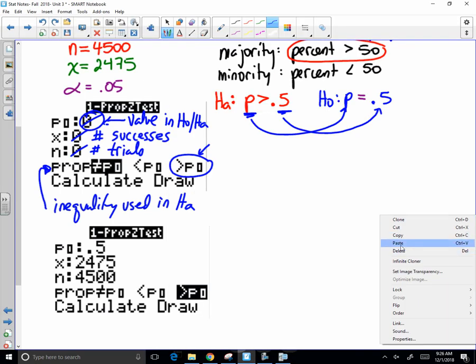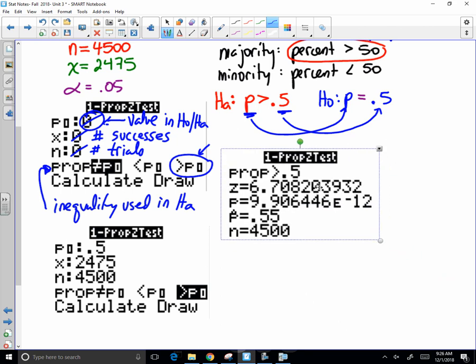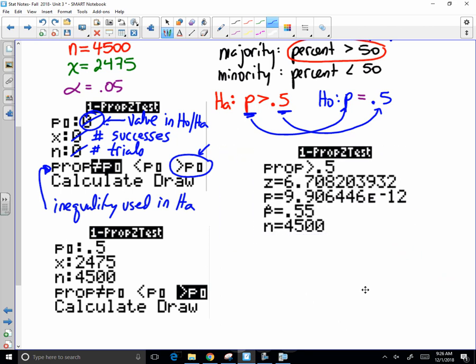Some information we need. Most we don't. Some we already knew. Prop greater than 0.5. Well, we knew that. Here's the 0.5. Here's where we put the greater in. The 0.55, that's just x divided by n. So we already knew that. I mean, we didn't figure it out.